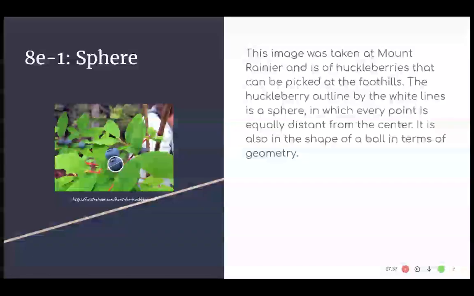This image was taken at Mount Rainier and is of huckleberries that can be picked at the foothills. The huckleberry outlined by the white lines is a sphere, in which every point is equally distant from the center. It is also in the shape of a ball in terms of geometry.